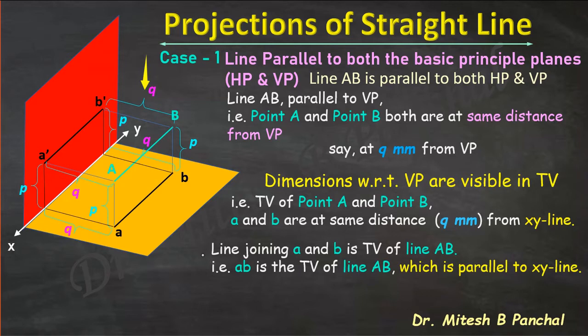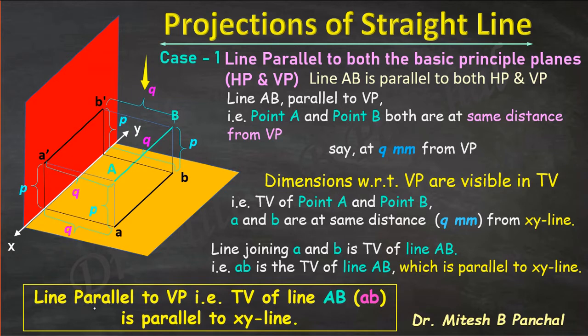Similar to the previous point, when a line is parallel to HP, we have another point: when the line is parallel to VP, then the top view of the line, here in this case AB, is parallel to XY. When a line is parallel to VP, its top view is parallel to XY line. This is one of the important points we can obtain from this solution. Now in this particular case we have both front view and top view parallel to XY.